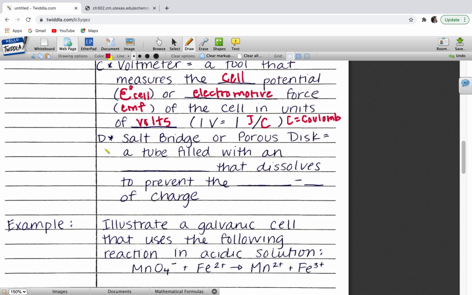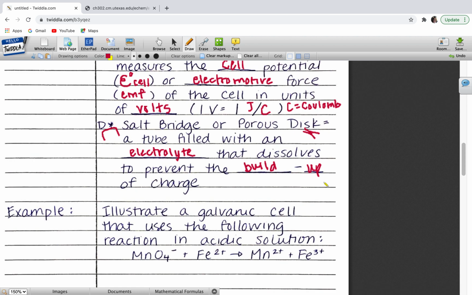Okay, so salt bridge. Salt bridge was the one that looked like an upside down U. Porous disc was the one that was trapped between the two beakers. Anyway, it's a tube that's filled with an electrolyte, aka salt, aka ionic compound. Typically, again, you want one that's not going to form a precipitate, because if it does that and sinks to the bottom, then it's not replacing the charge. It's not doing its job of replacing the charge that's changing in the beaker. So you're going to pick an electrolyte, typically an alkali metal and nitrate, that dissolves to prevent the buildup of charge. Because again, if that charge builds up, cell stops. We don't want our battery to die, now do we?